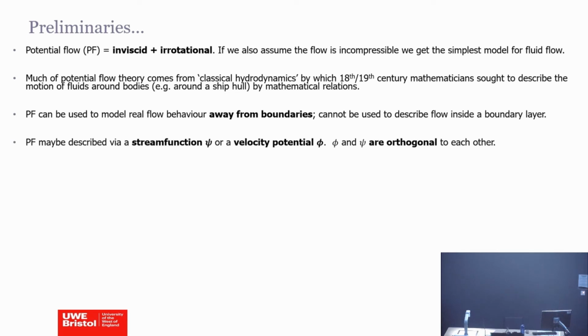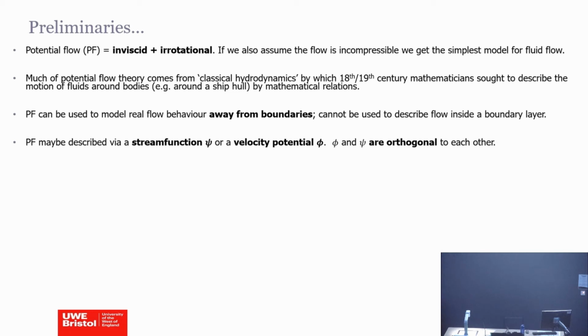Potential flow, we said that potential flow can be described in two ways. Either using the tool of the stream function psi, or using the velocity potential phi, okay? So they're just mathematical descriptions. And the first property you should remember is that they're both orthogonal to each other. So they're at 90 degrees. If you plot them, they will always be at 90 degrees to each other.